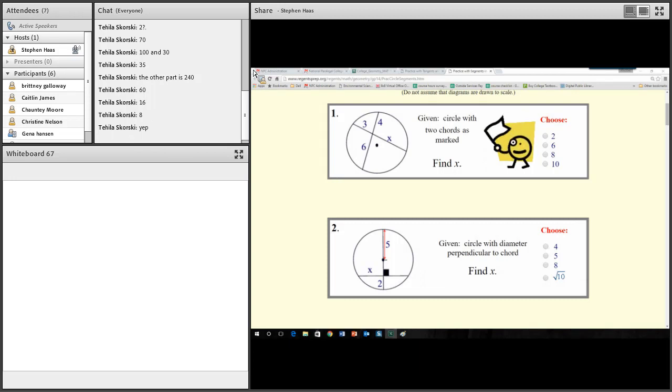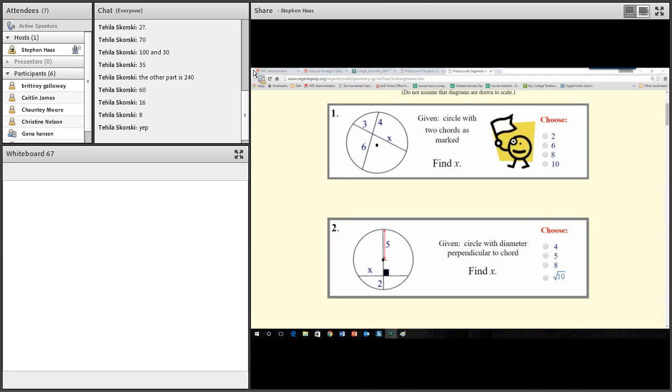Okay. All right. Question number 1. This is not something that we learned today, but it is something we learned last time, so we're going to do question number 1. Given circle with 2 chords is marked, find x. How do we do this? How do we figure out what x is? Anybody remember?